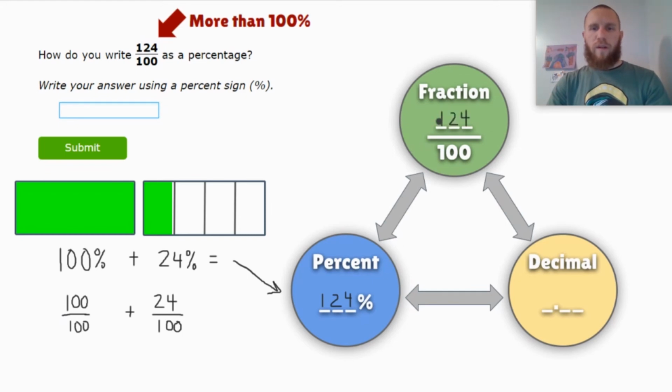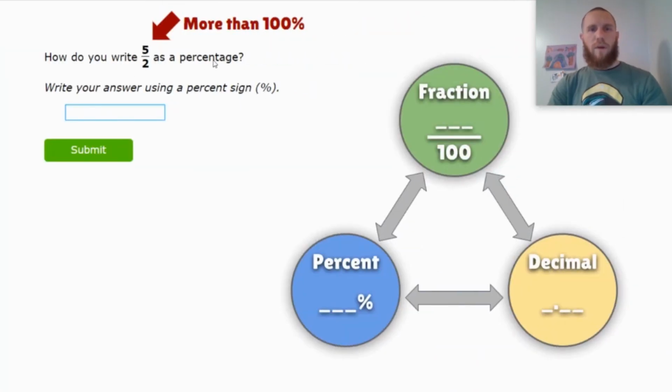So now we are starting to use the hundreds place more than just the tens and the ones place. So 124 out of 100. So I just copy these down here to the decimal, and I have my decimal, 1.24, 1 and 24 hundredths. So write it as a percent. There you go, 124%.